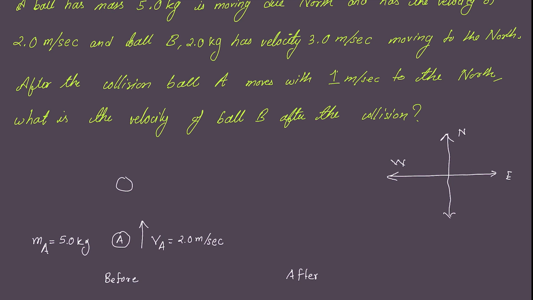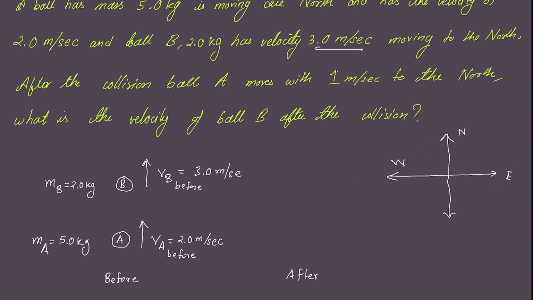And there's another ball B whose mass is 2 kilograms, and it is moving also in the northward direction. So this is before, with velocity 3.0 meters per second.